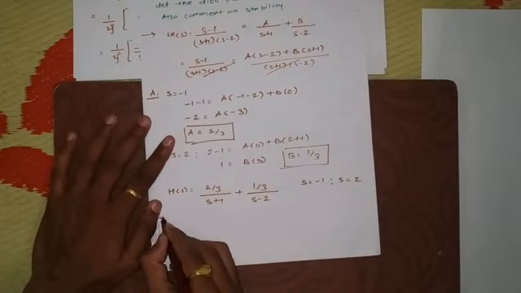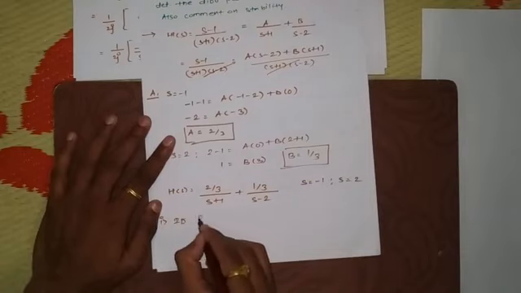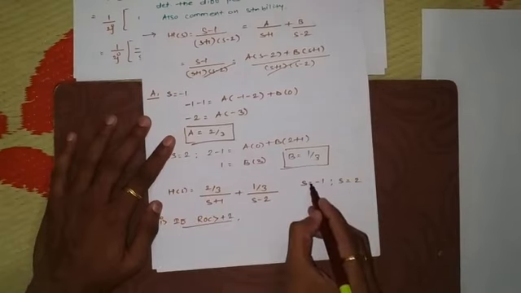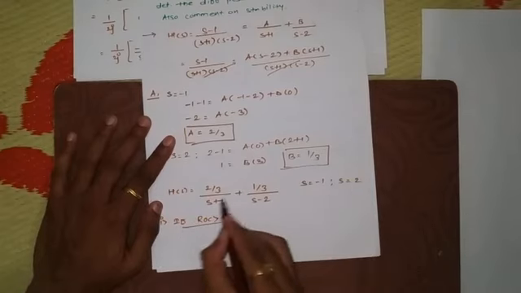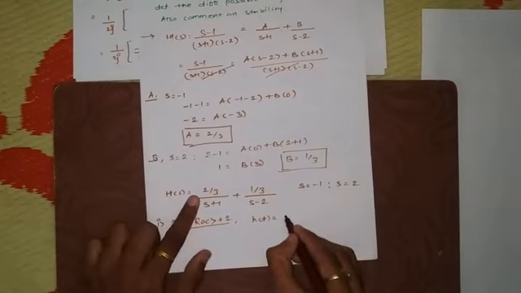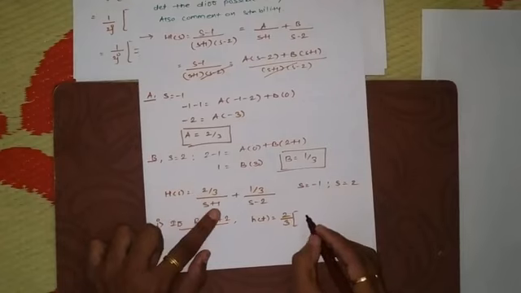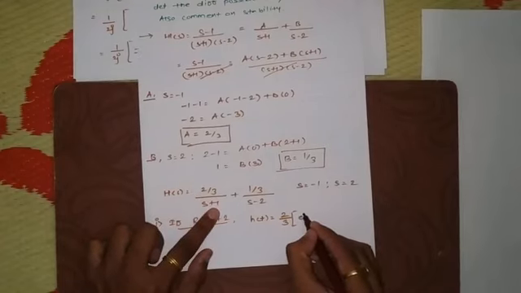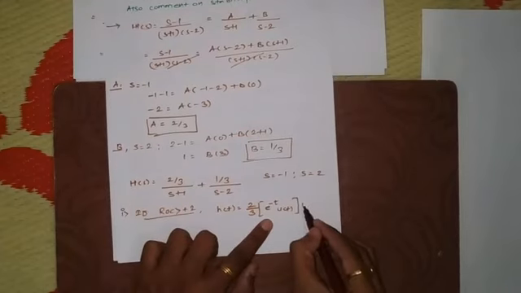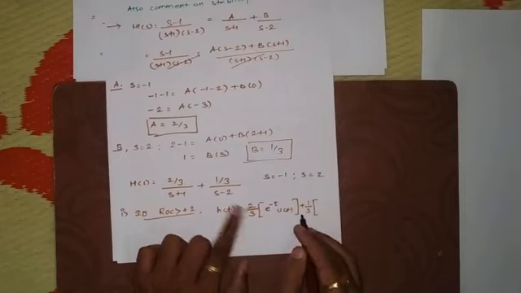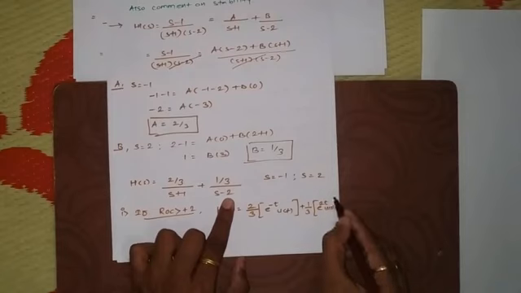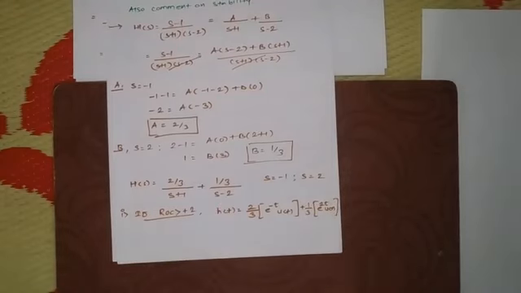So first possibility we can write, if ROC is greater than plus 2, that means definitely greater than minus 1, hence this signal is going to be right sided. And we can write, h of t is equal to 2 by 3 as it is. This is plus, so e raised to minus t u of t. This is plus 1 by 3 into, now this is minus, so definitely it should be plus over here, e raised to 2t into u of t. This is the first possibility.